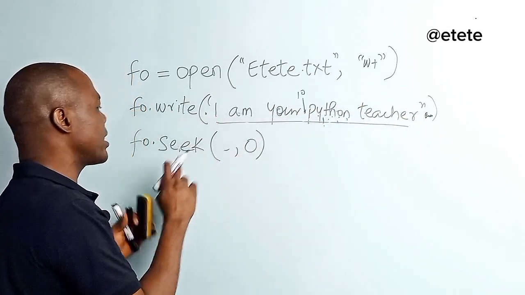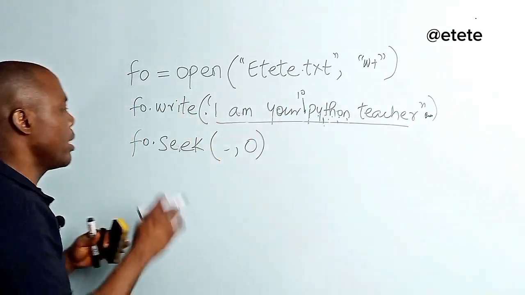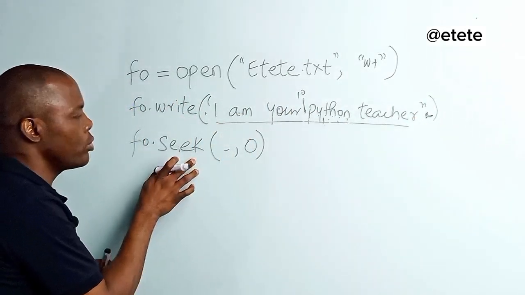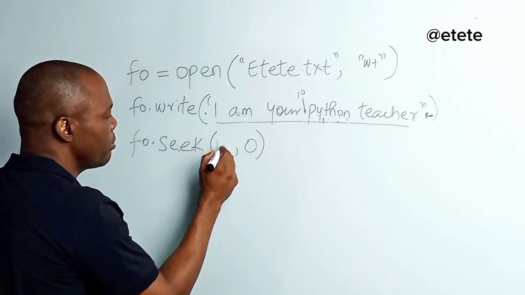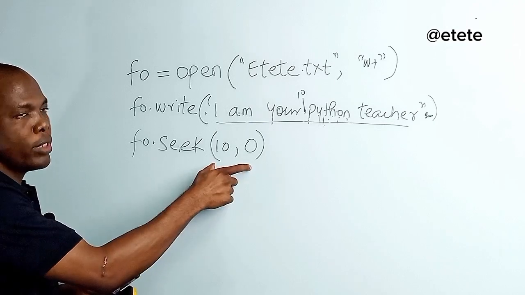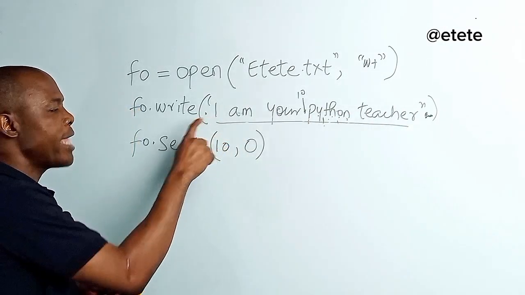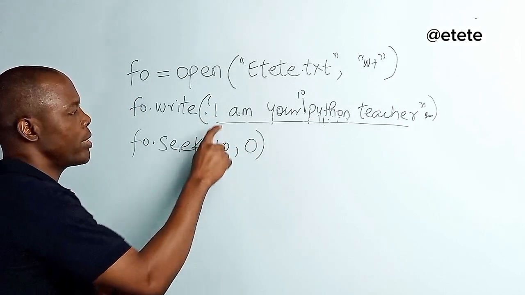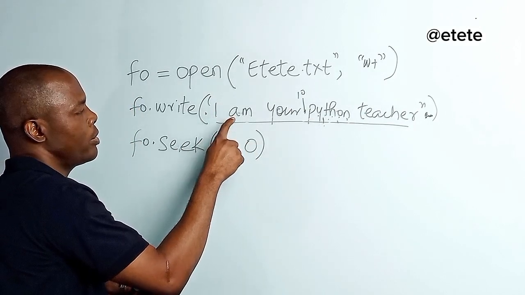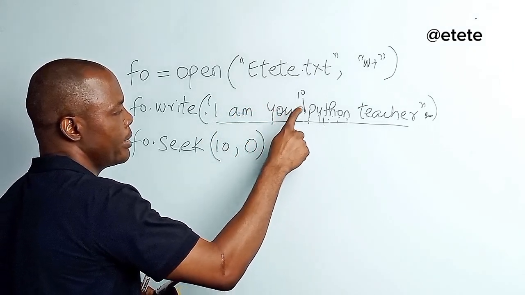In the last class, I told you we brought the cursor to this place by using the seek method. Now, this seek method is also what we are going to use. But this time around, this place will be 10. So the seek method will bring this to the very beginning and then count 10 characters. So that will be 1, 2, 3, 4, 5, 6, 7, 8, 9, 10.